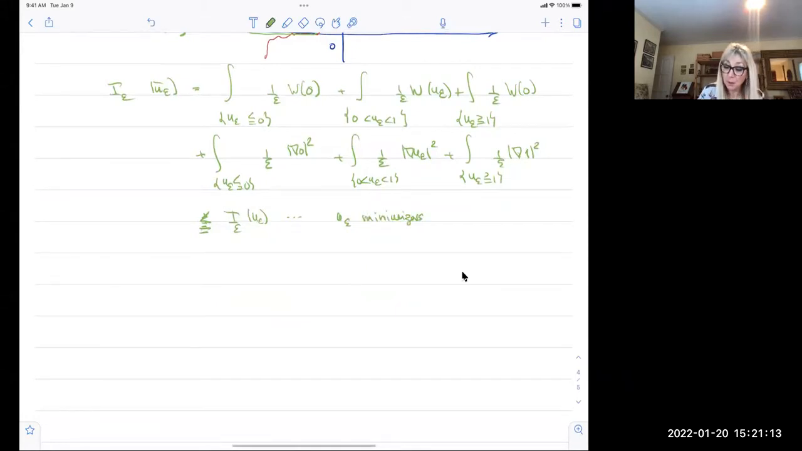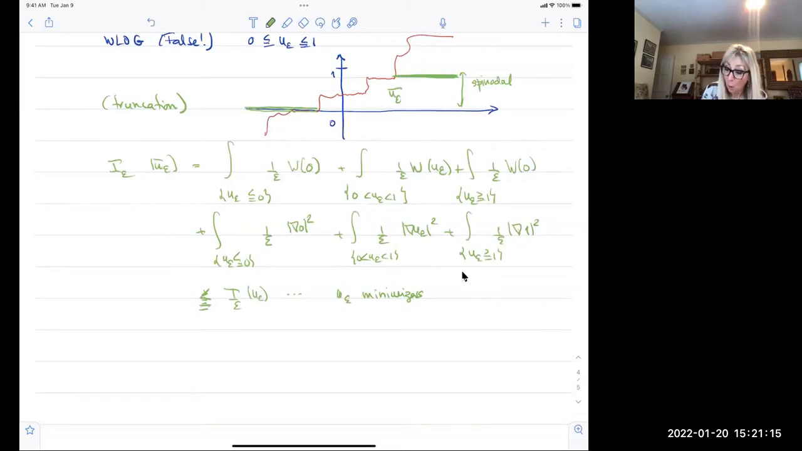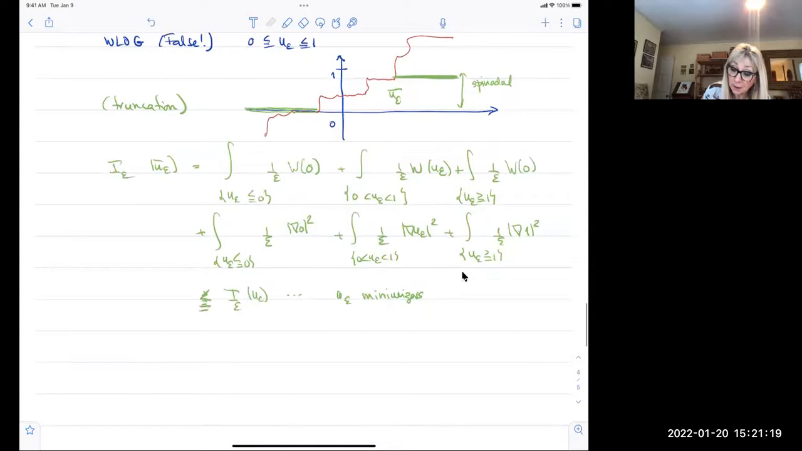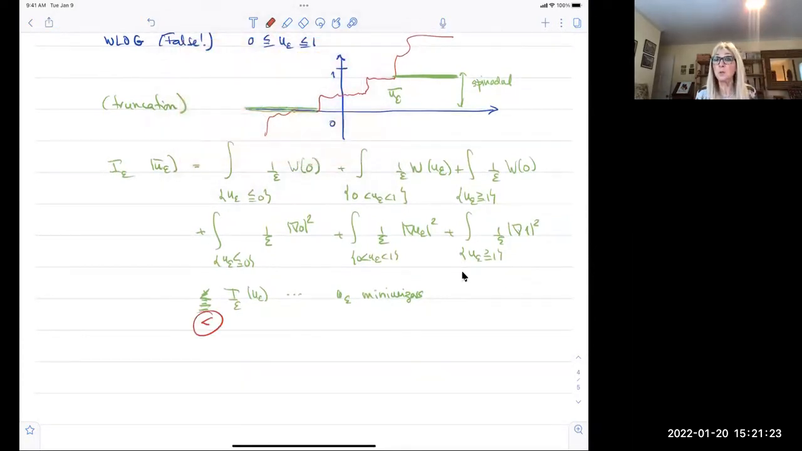So u epsilons were minimizers. So if I was going below or above, one of these terms would be actually non-negative. So I would get here a strict inequality, right? Because either these or that would be strictly positive, right? If I was really below or above. And so I would pick up a strict inequality, a contradiction.